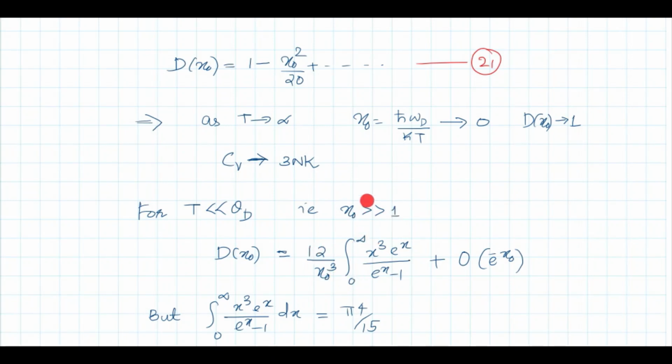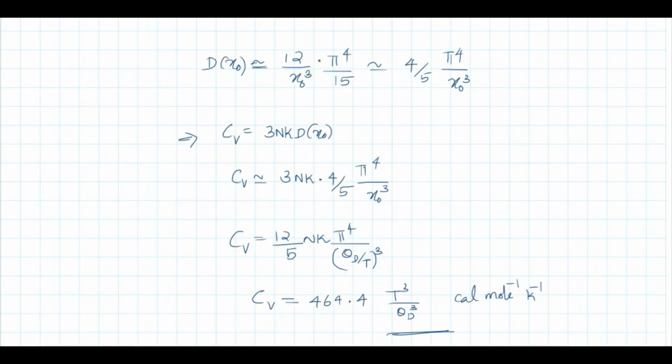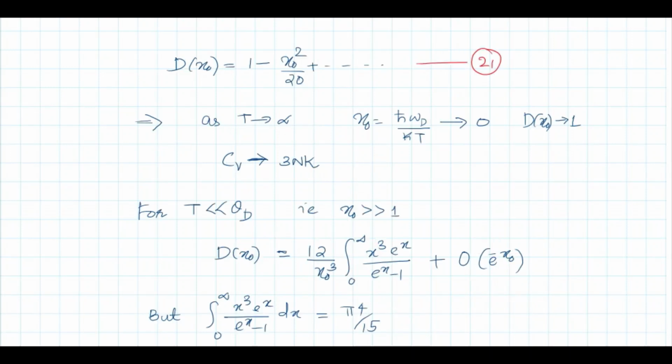X naught is very much greater than 1, so you can take it as integral 0 to infinity. If it is integral 0 to infinity, then this is a standard integral and the answer is pi raised to 4 by 50. So this is applicable only when x naught is very large. Then D of x naught is approximately 12 by x naught cube into pi raised to 4 by 50, because you can neglect this term also.